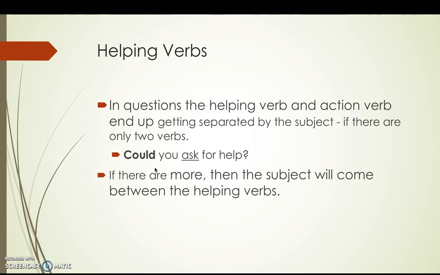Now, if you're going to have more than 1 helping verb, then it gets a little bit trickier. Might Sean have picked his nose?